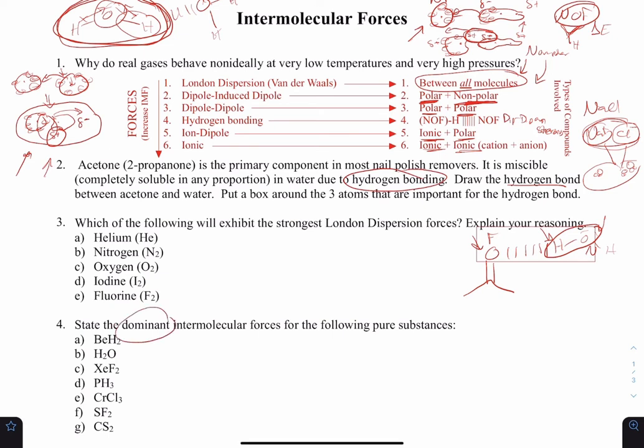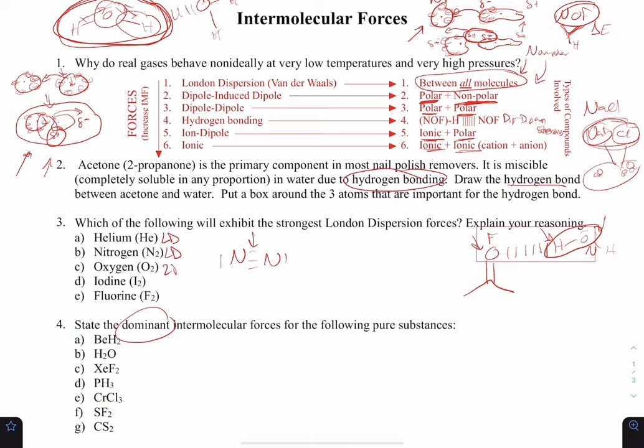Okay, dominant. Okay, so number 3, on 3A, helium is a noble gas. Okay, and noble gases only have London dispersion. So I'm going to put London dispersion there. Nitrogen is a diatomic molecule that looks like this. It's perfectly straight and perfectly symmetrical. And these atoms have the same electronegativity, so this is going to be perfectly nonpolar, which would make London dispersion forces the only possible forces there.